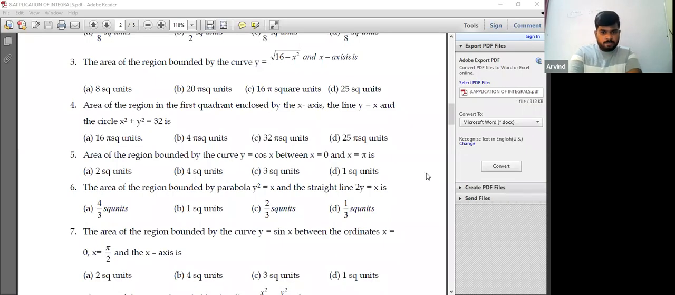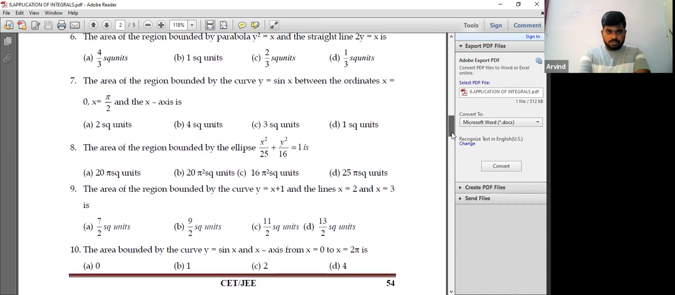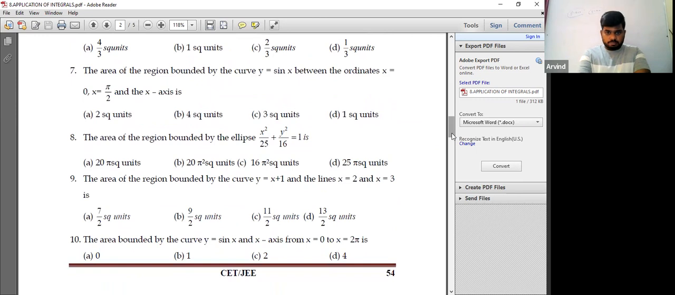Sixth one is done. Area of the region bounded by the curve y is equal to sin x between x is equal to 0 and x is equal to pi by 2. So the limit is 0 to pi by 2 of sin x. ಅವಾಗಲೇ ಹೆಂಗೆ 0 to pi cos x ಮಾಡಿದ್ರು ಅದೇ ತರ. Okay, please do this seventh one. Before doing the seventh one, let's quickly do the eighth one.